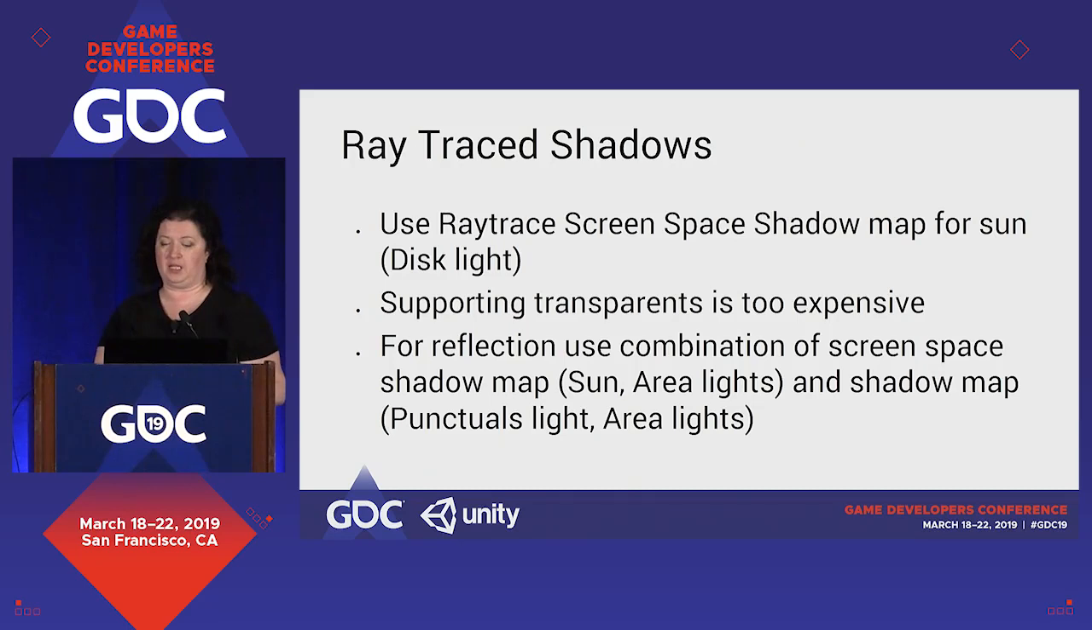This is the disk light. And note that this again breaks for transparency, because if you go through the transparency, you need to handle the opacity correctly. The object is tinted in the color shader, which is of course expensive to evaluate in that pass. And in general, it's extremely expensive to evaluate to begin with, if you consider, again, the rough refraction. So even in offline, it's not really supported. And for reflection, we use a combination of screen space shadow maps, so that's the sun and area lights, as well as shadow map for punctuals and area lights.